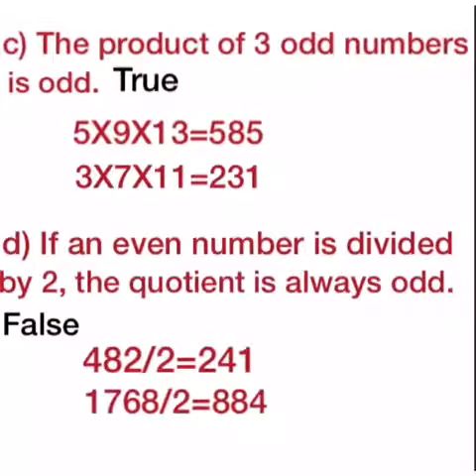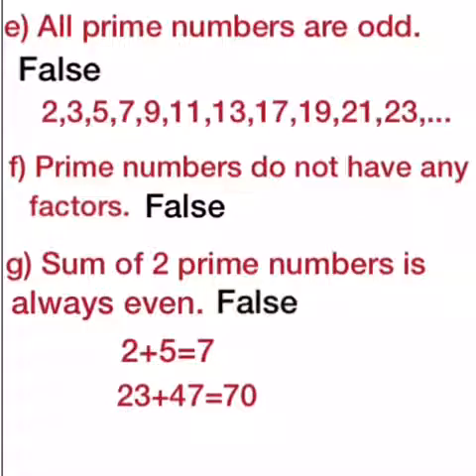It can be an even number also. The next statement is, all prime numbers are odd, and this statement is false. Children, you can see the list of prime numbers and you will find that 2 is also given in the list, and 2 is an even number. So it is a false statement that all prime numbers are odd, because among all the prime numbers, 2 is an even number, which is the smallest prime number.